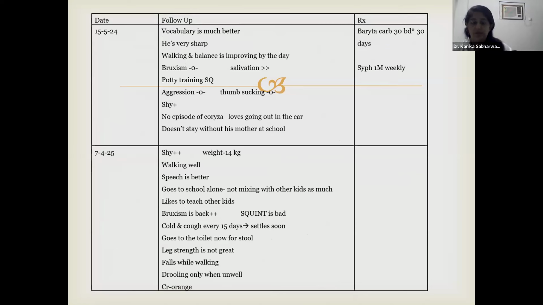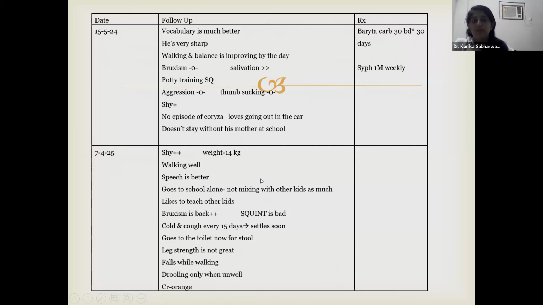It's an old follow-up. The latest is April 2025, where, see, he's still shy. Speech is better, walking a lot better. Bruxism has come back. Now he loves school and he started trying to teach other kids. So that is what we're able to achieve with our medicine. Goes to the toilet now, even for passing stool. Leg strength, mother says he still falls, but he's able to walk very comfortably. He falls if he tries to walk fast. Drooling only when unwell, and she says craving for orange.